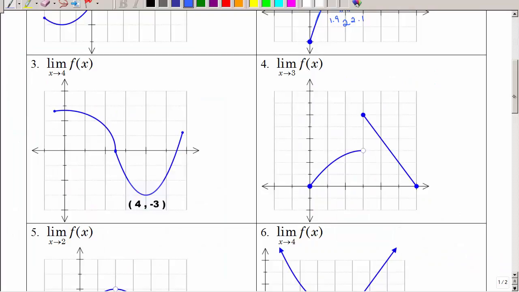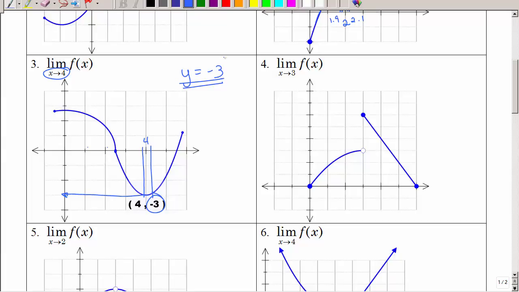Let's look at this one. Again, as x is getting close to 4, 1, 2, 3, 4, what is y getting close to? Well, the good news is there's not a hole or a jump. That's going to be easy. It's going to be that y value.